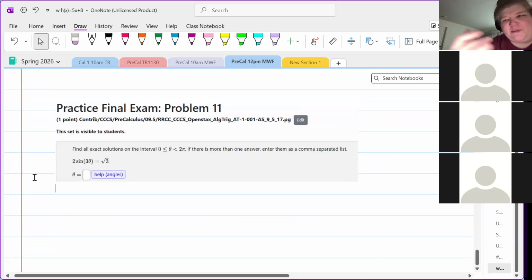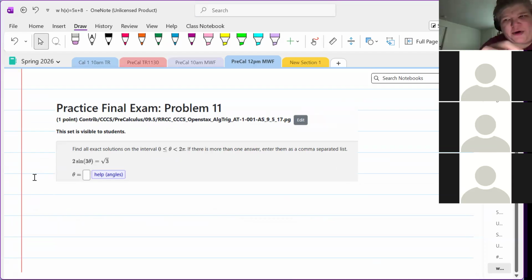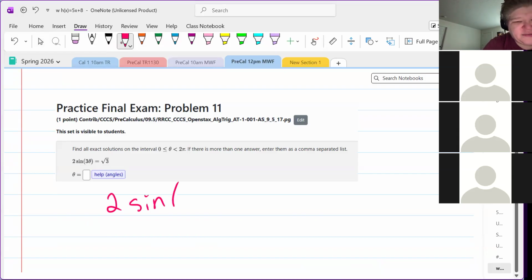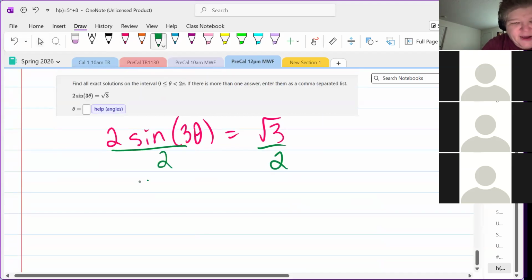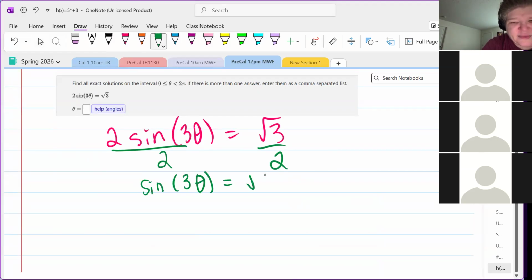So the start of problem 11 is shorter, but then when we get into our answer from the unit circle, we've got more work because we actually have k values to mess with. But the start of this still, we're trying to get theta by itself. So my first thing is I'm going to divide by the 2. So I have the sine of 3 theta is equal to the square root of 3 over 2.